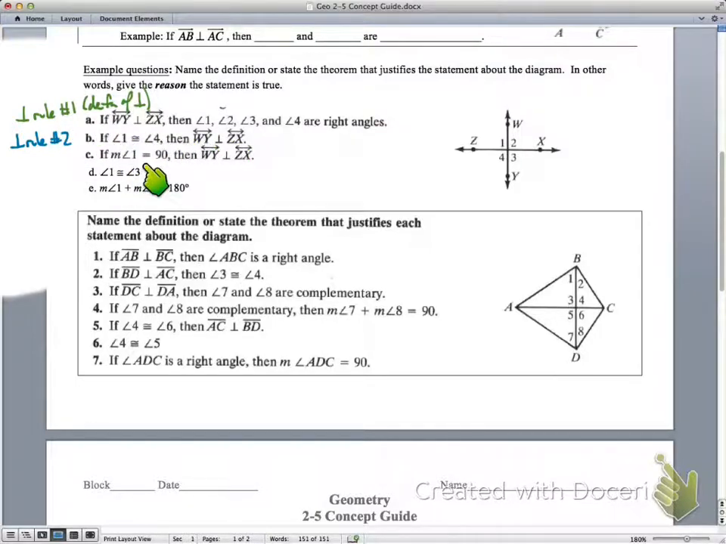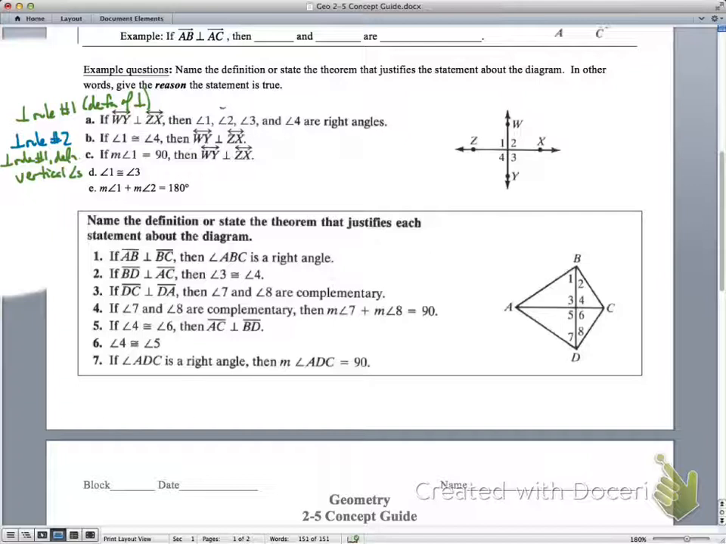That's rule number 2. If the measure of angle 1 is equal to 90 degrees, then these two lines are perpendicular. Which one of those was that talking about above? If it forms a right angle, that was rule number 1, the definition of perpendicular. What about angle 1 is congruent to angle 3? What makes that true? Does that have anything to do with those lines being perpendicular? No. That's because vertical angles are congruent.